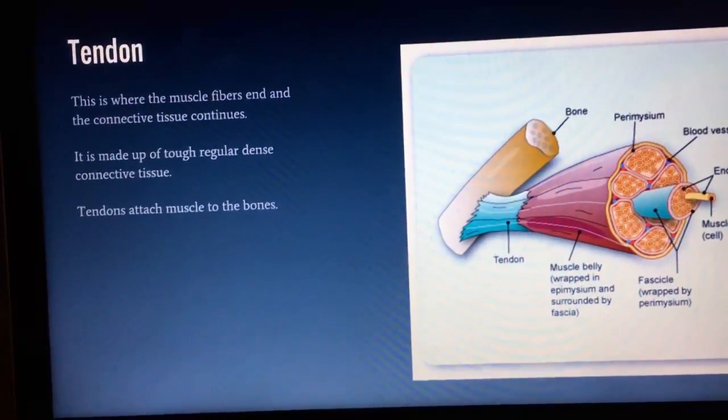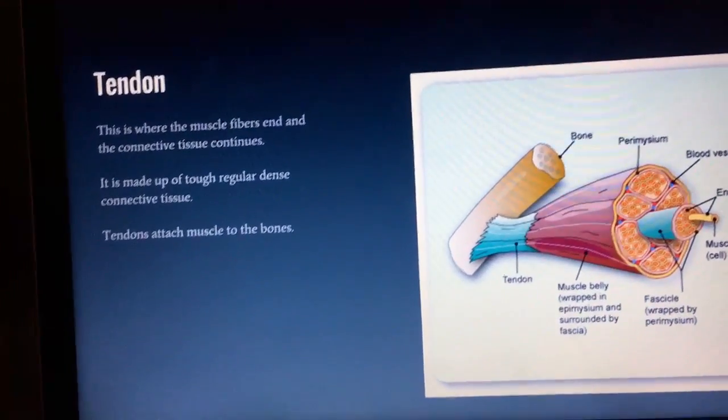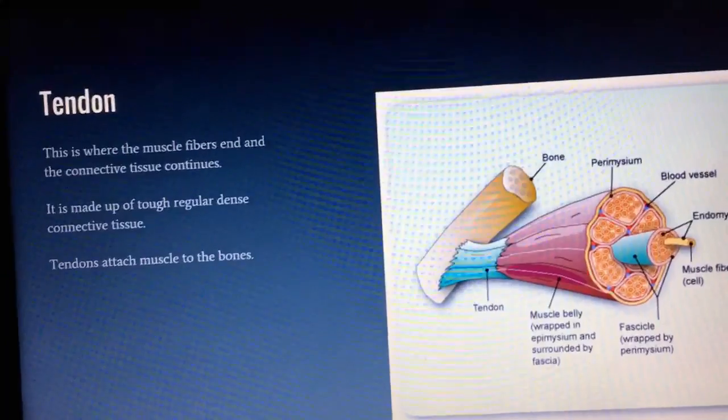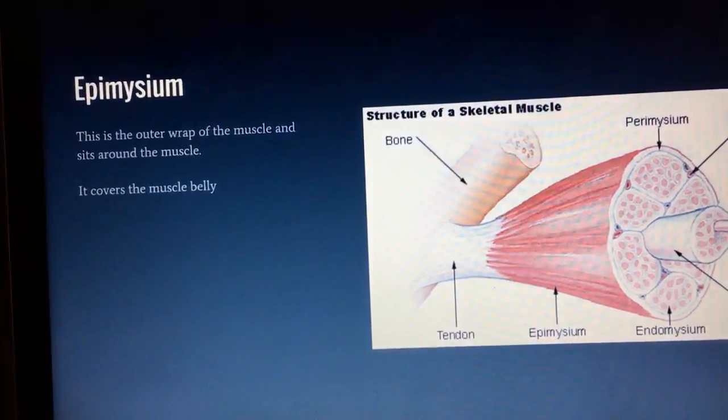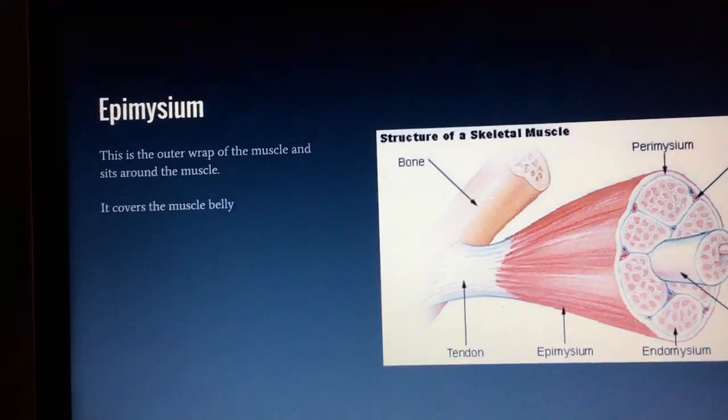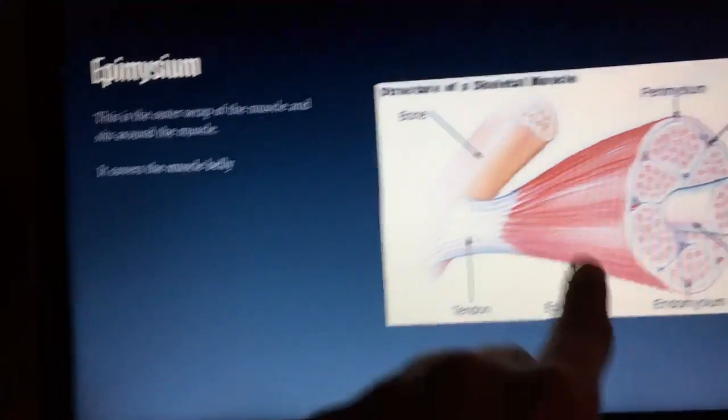It is made up of tough, regular, dense connective tissue. Tendons attach muscles to the bones, and it's this blue area right there. Epimysium. This is the outer wrap of the muscle and sits around the muscle. It covers the muscle belly, and it's shown right there.